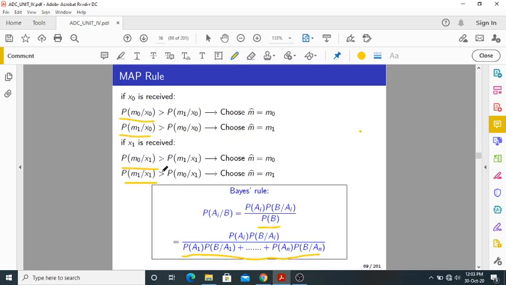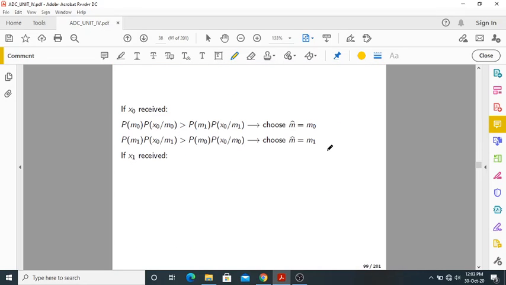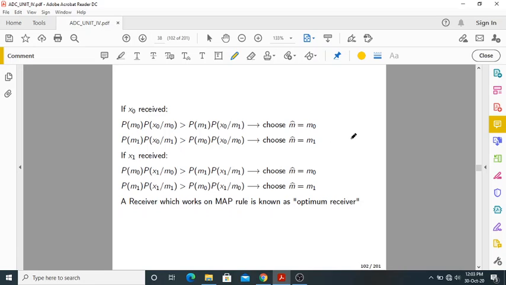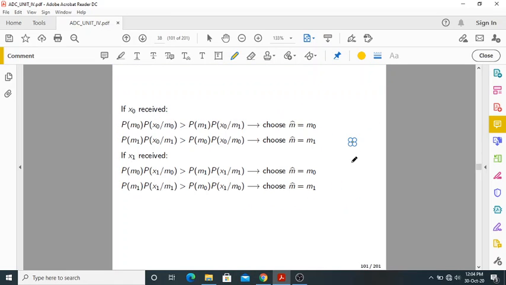Okay. Now, this is what finally the rule is. This is finally the MAP rule. So this is the optimum rule. Okay. Now, this is how decoding will be done. MAP rule means maximum a posteriori probability.